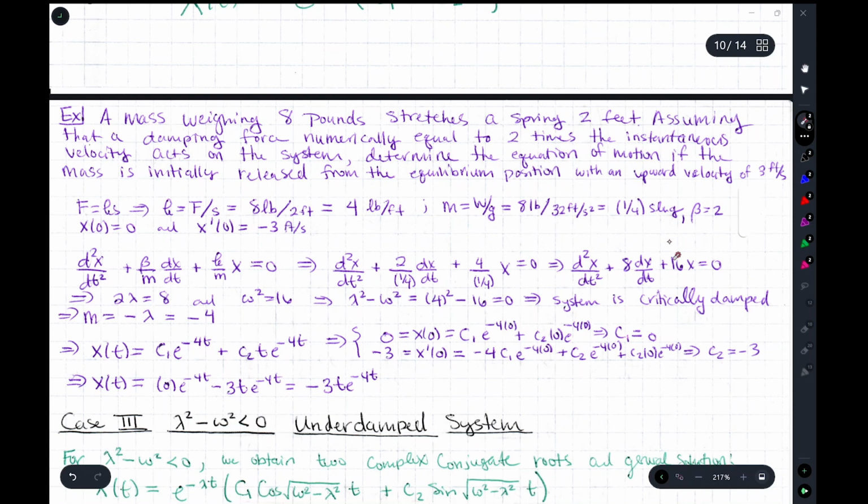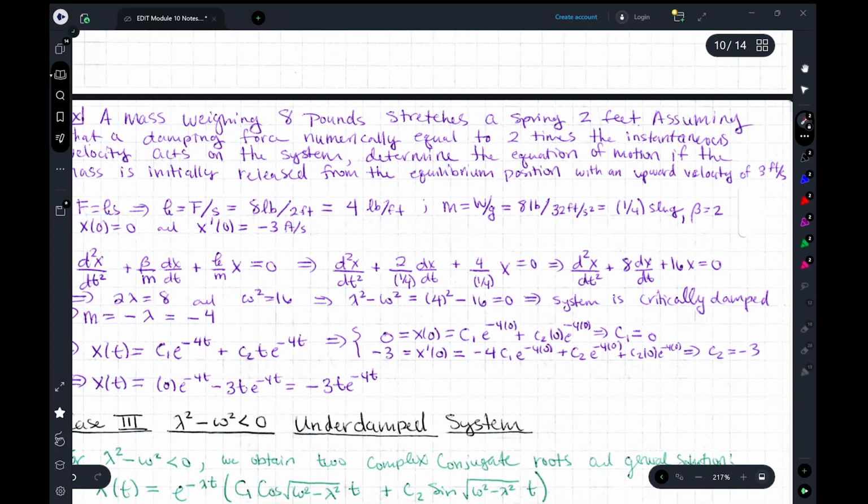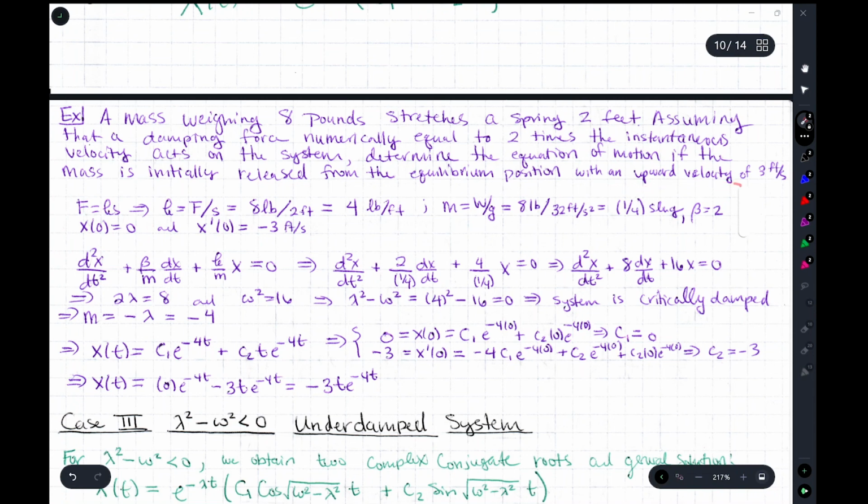So x of 0 is 0 because equilibrium is the 0 point. With an upward velocity of 3 feet per second, this minus sign despite the upward because we consider the positive to be pointing down. And we just translate the word problem.